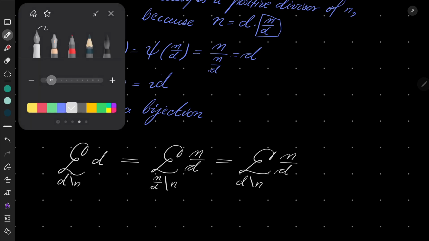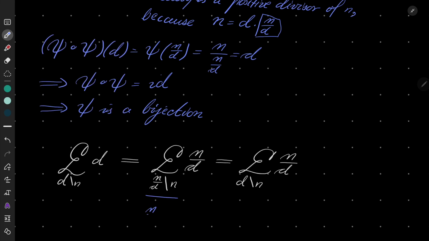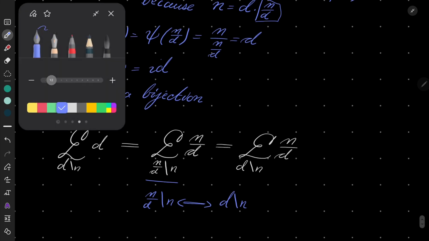Why is that? Because this divisibility is equivalent to this divisibility: n over d divides n if and only if d divides n. And that closes our problem.